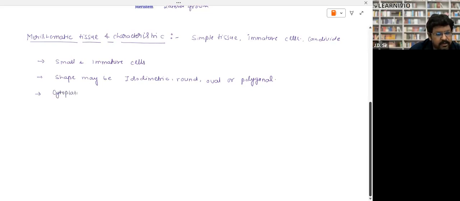Their cytoplasm is, this is very important, their cytoplasm is dense. This is also important for your NEET examination. I have seen a question: which of the following is not a characteristic of a meristematic cell? That kind of question I have seen. Cytoplasm is dense. Crystals are absent.